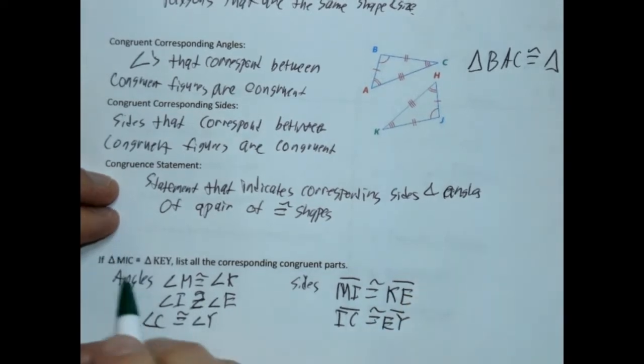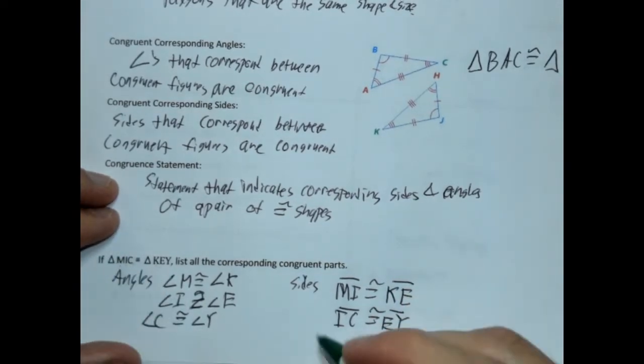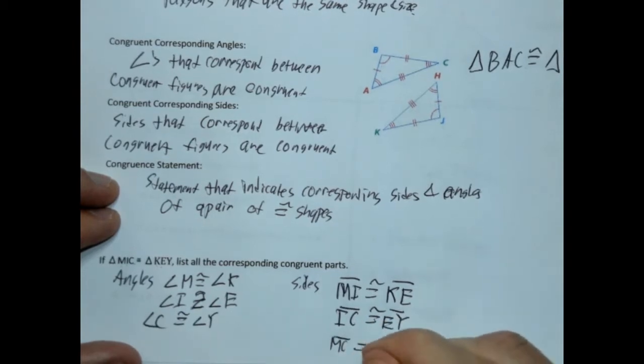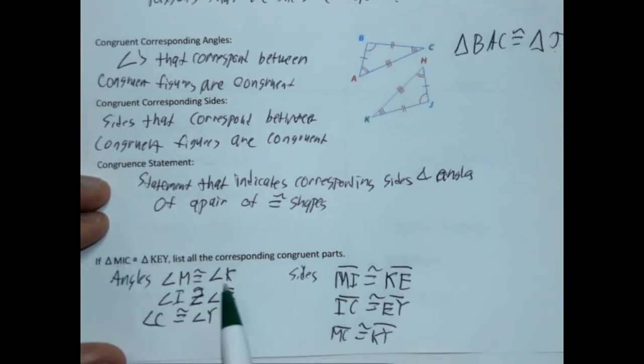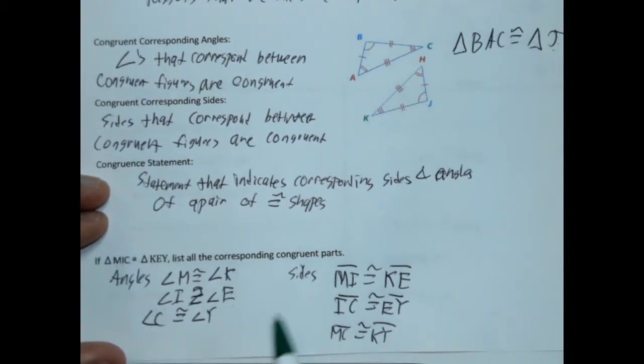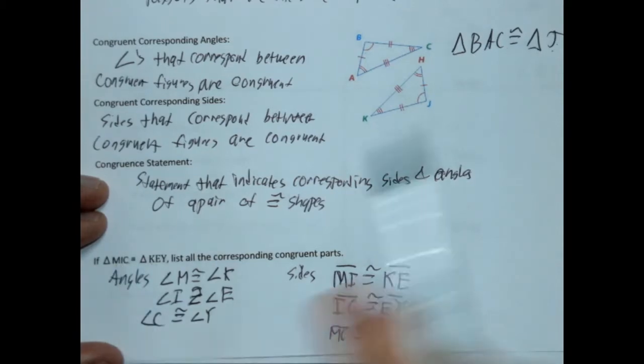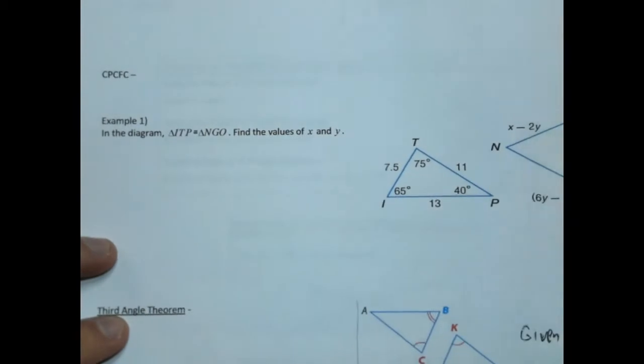And then we're going to do the first and last, so MC and KY. So this would actually tell us which pieces of each of the triangles would be congruent to one another, just from that statement. Okay, pretty cool. All right, now this is an interesting acronym.